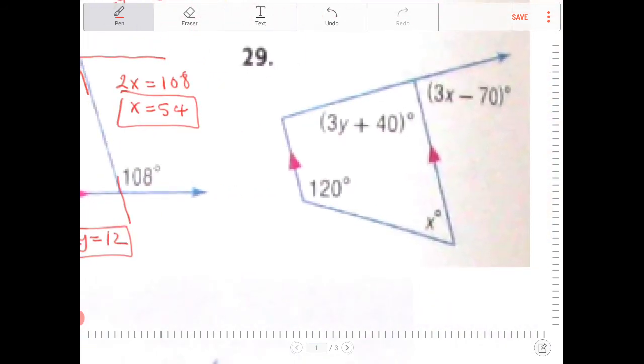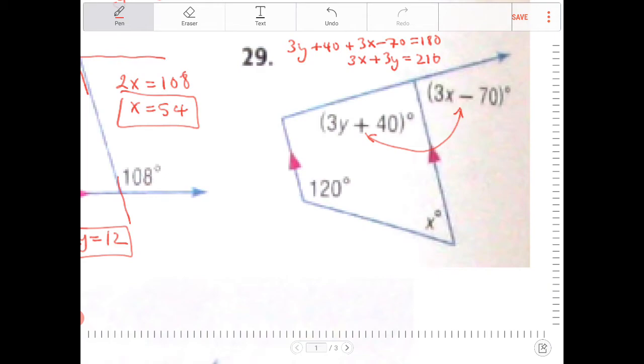Moving on. These two are linear pairs. When I say these two, I mean these two. So therefore I can say 3y plus 40 plus 3x minus 70 will equal 180. Combining like terms here, I end up with 3x plus 3y is equal to, what is this? 210.